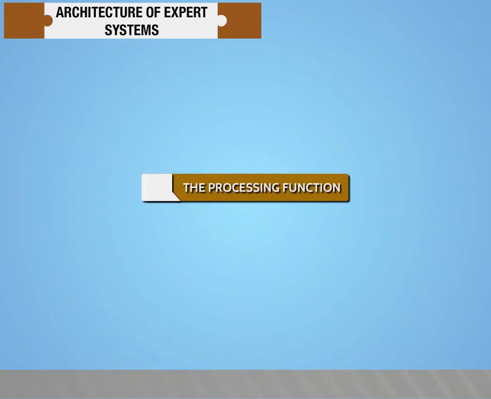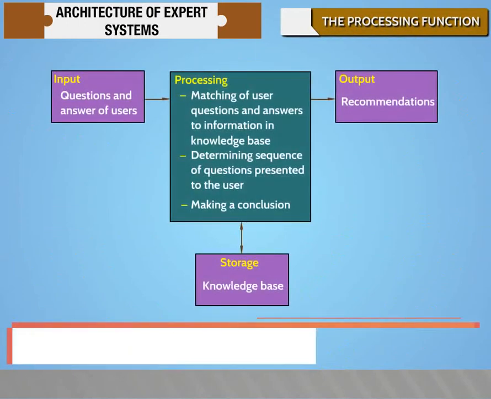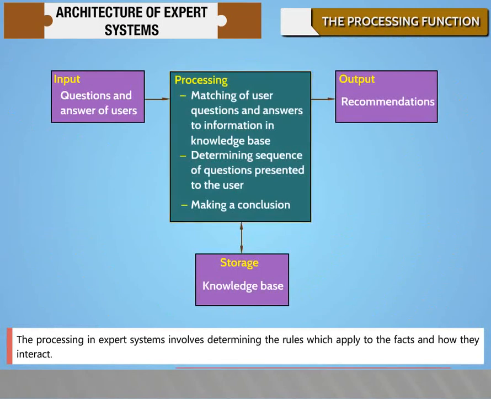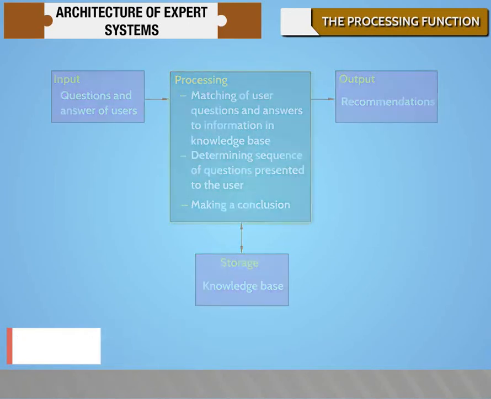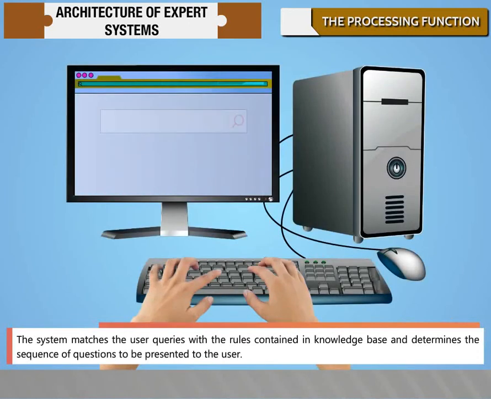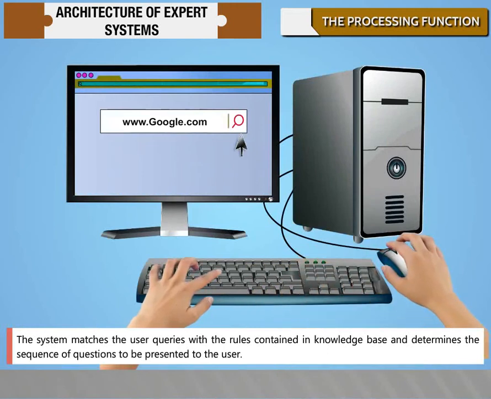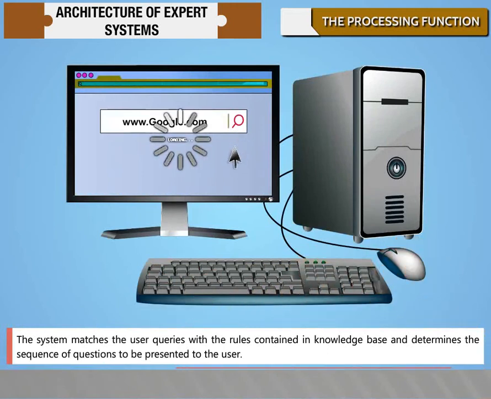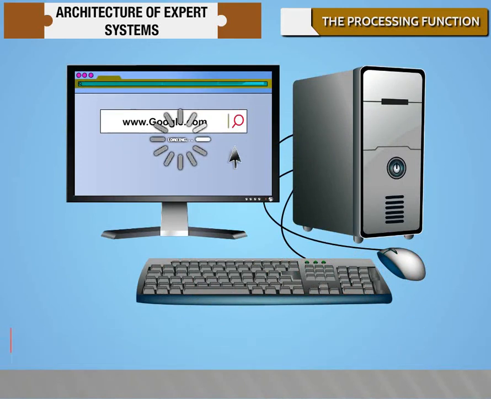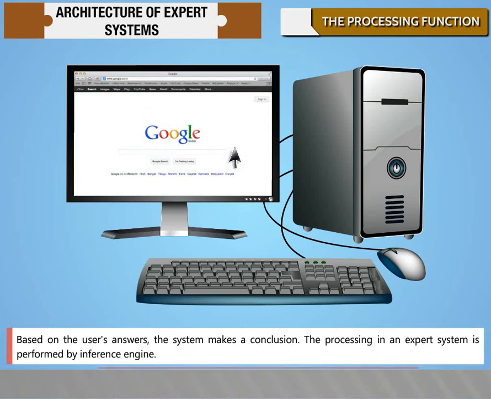The processing function. The processing in expert systems involves determining the rules which apply to the facts and how they interact. The system matches the user queries with the rules contained in knowledge base and determines the sequence of questions to be presented to the user. Based on the user's answers, the system makes a conclusion. The processing in an expert system is performed by inference engine.